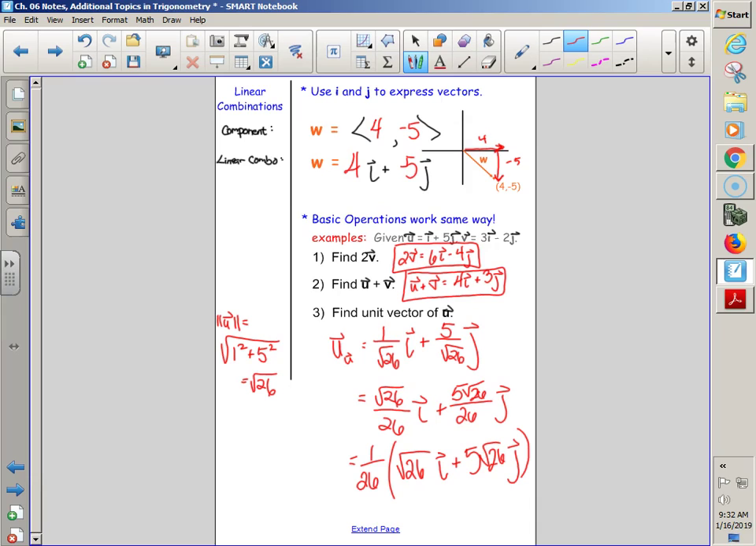Okay, that's fine. But either way, you have a unit vector of u by taking what was currently the 1 and the 5 from right up here in the linear combination and dividing by the magnitude we found off to the side. That's probably the preferred answer, I think. I think that's the preferred answer.